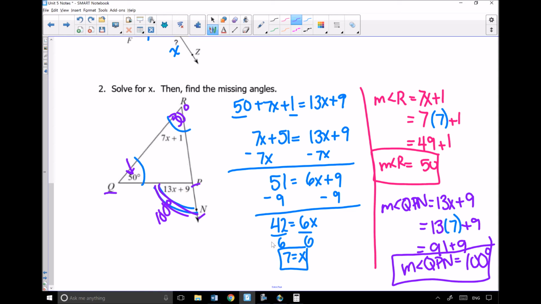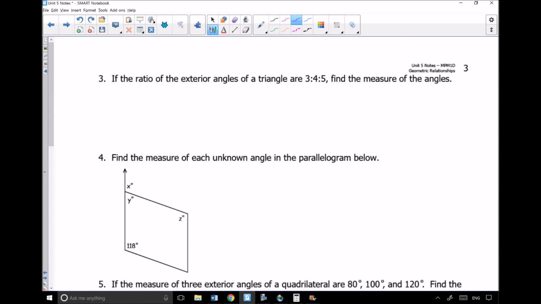Okay, a couple more questions and then we will be done. All right, number 3, if the ratio of the exterior angles of a triangle are 3 to 4 to 5, find the measure of the angles. So I'm going to draw a picture of what's happening. So here's my triangle right here, and I have exterior angles.